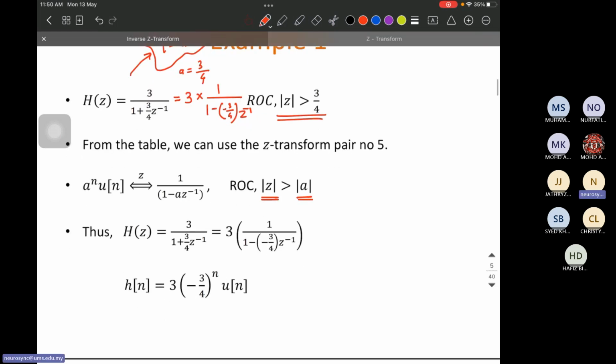Okay. Now this H of z is split like this, so we have the form 3 into 1 divided by 1 minus a z inverse. Now the inverse z transform of this is what? I can keep this 3 as it is. Now here a is equal to minus 3 by 4. Therefore, minus 3 by 4 to the power n u of n. Okay, so the inverse Z transform for this is like this.